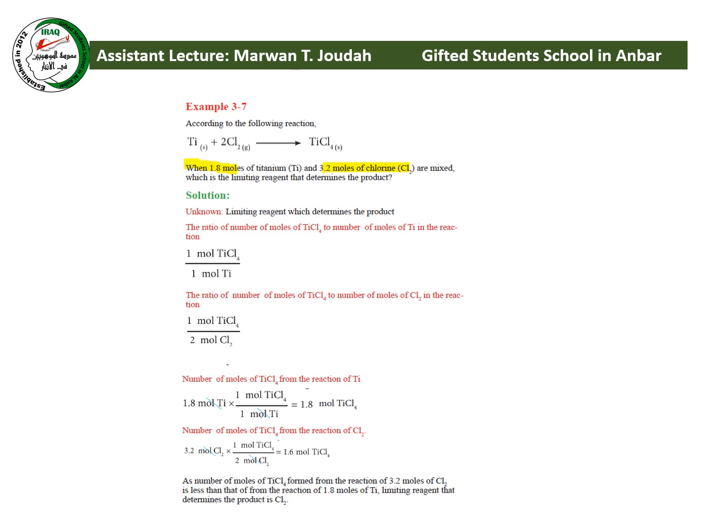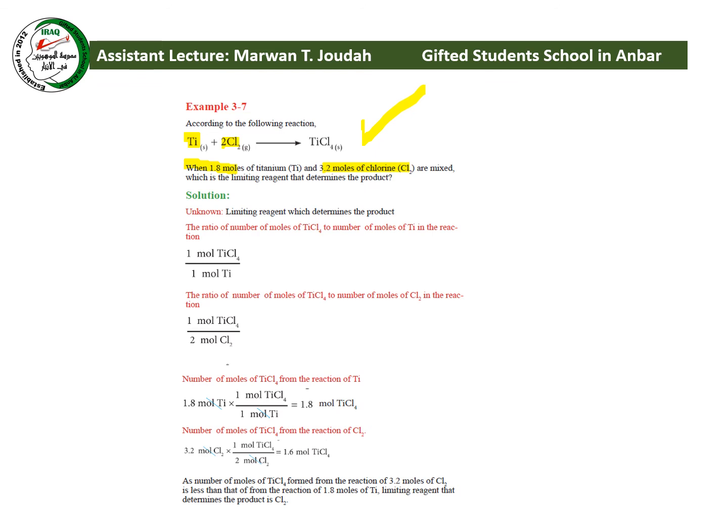So we have 1.8 moles of the titanium and 3.2 moles of chlorine. We want to see which one is the limiting reagent. It's either going to be the titanium or the chlorine that determines the TiCl4, titanium tetrachloride. So let's go through each one individually.